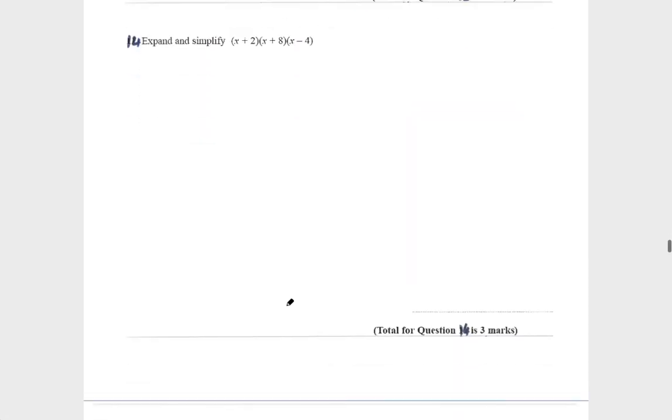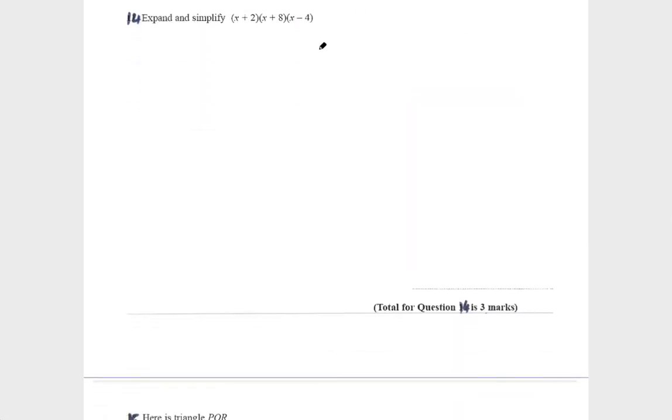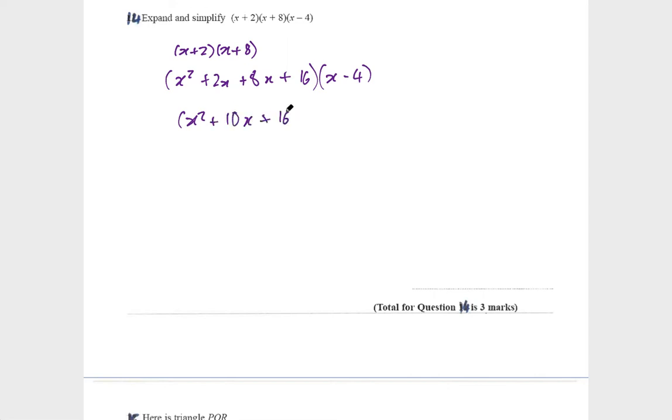Question 14, expand and simplify. All you need to do for this is expand the first double bracket, or any pair of double brackets would work, and then multiply everything by the next bracket. So I'm going to do x plus 2, x plus 8 first of all, which is x squared plus 2x plus 8x plus 16, and then I want to multiply that by x minus 4. I'm actually going to simplify that first, x squared plus 10x plus 16 times by x minus 4, just collected the like terms in the middle.